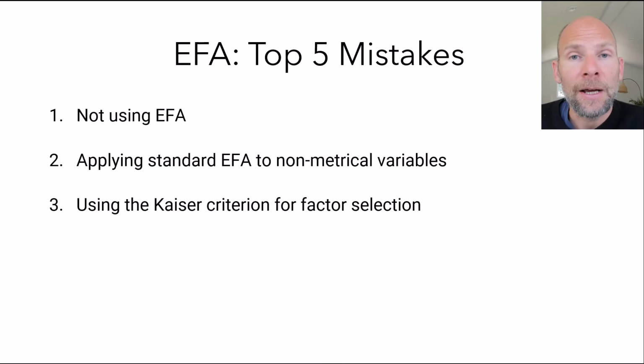Number 3, one other common mistake is made when selecting the number of factors. So one very simple and historically frequently used criterion is the so-called Kaiser criterion, according to which factors with an eigenvalue greater than or equal to 1 are being retained. So the eigenvalue greater than or equal to 1 criterion is a very simple criterion.